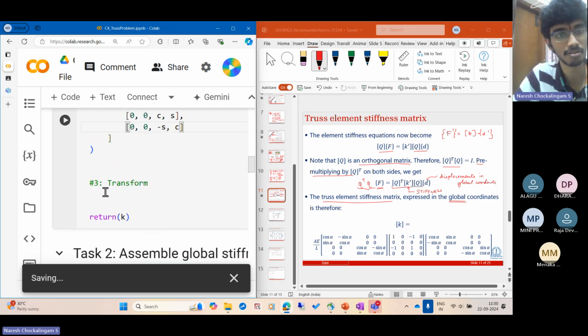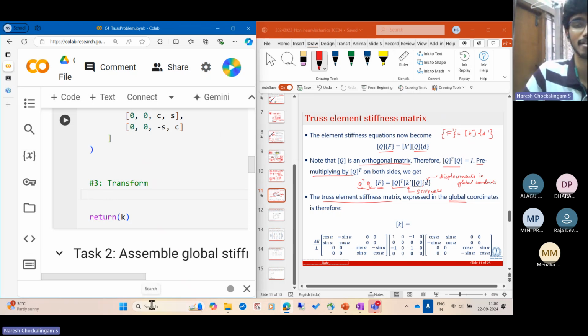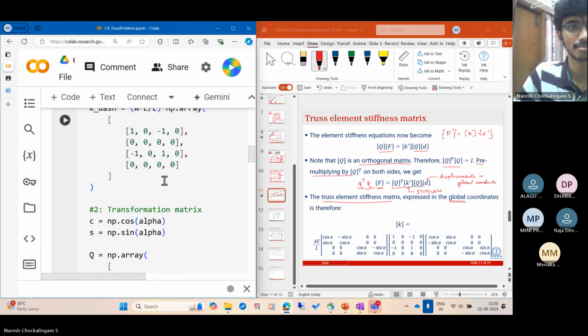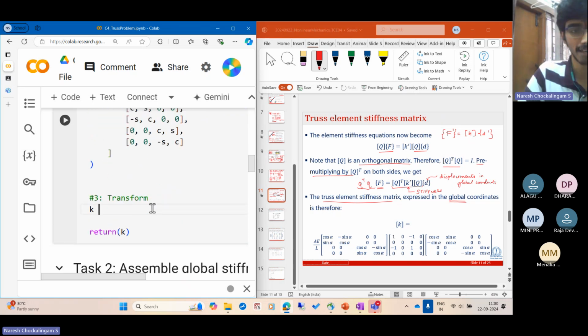What is the third step? You have to do the local to global transformation. So how do we do it? Q transpose K dash Q. So we'll do that here. How do I do matrix multiplication? Now I'll call this K. So this is K dash. I have K dash and Q. Now I have to do this. So I'll say K is equal to, what should I write now?